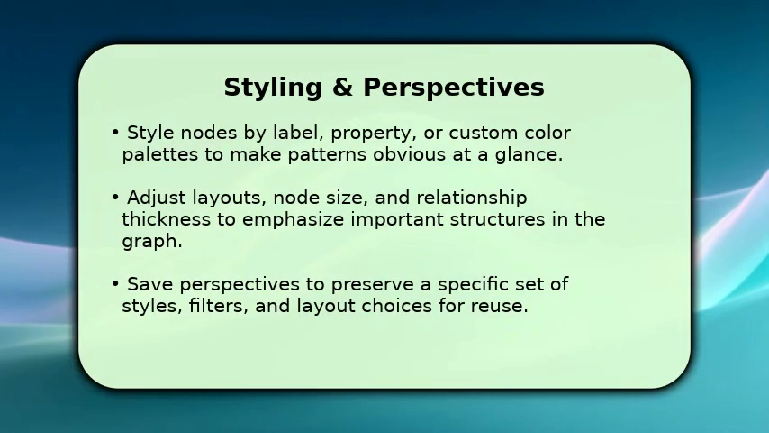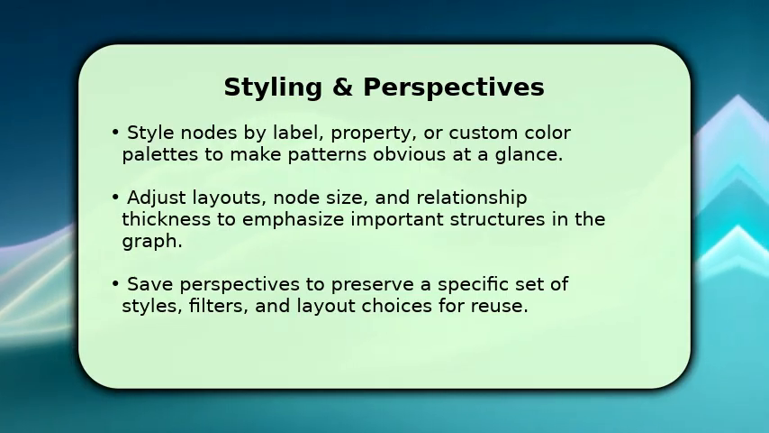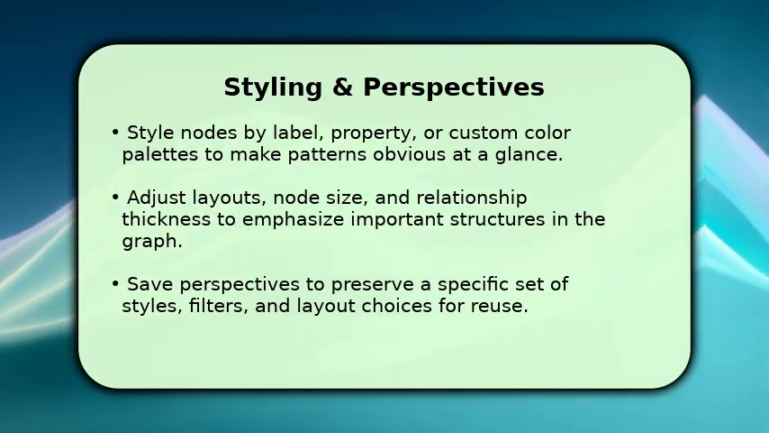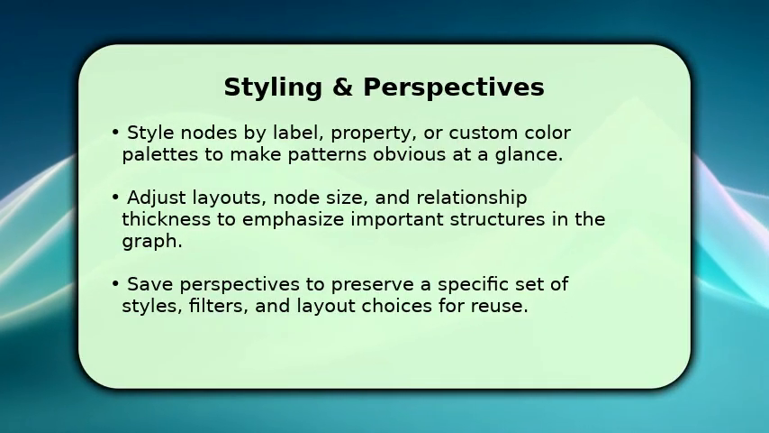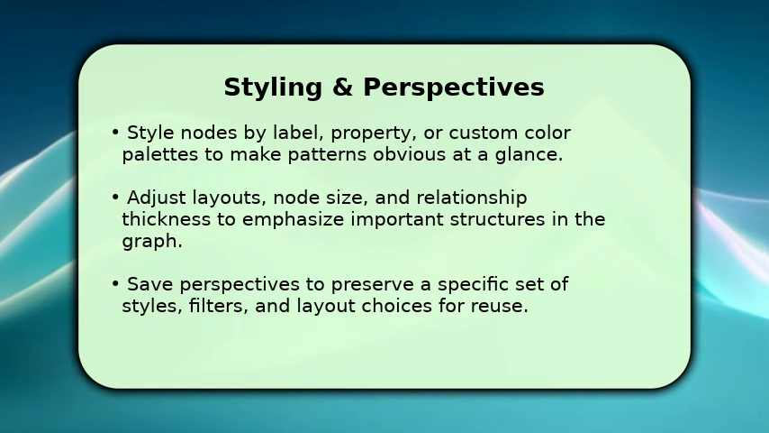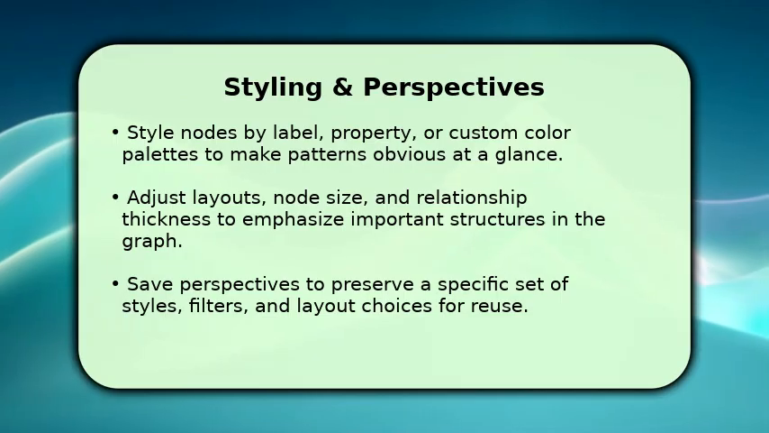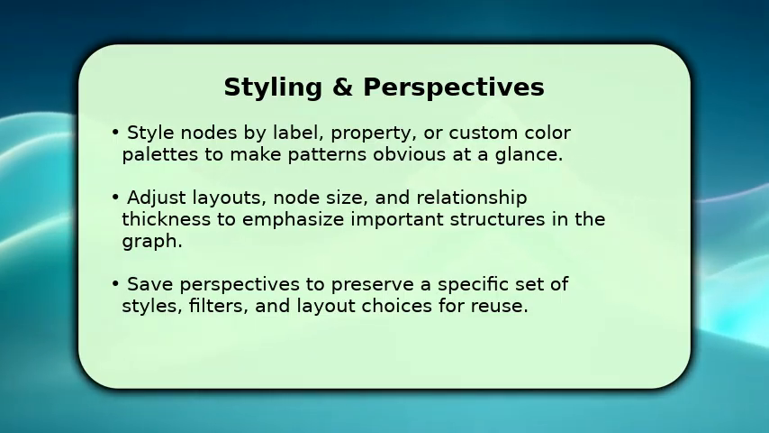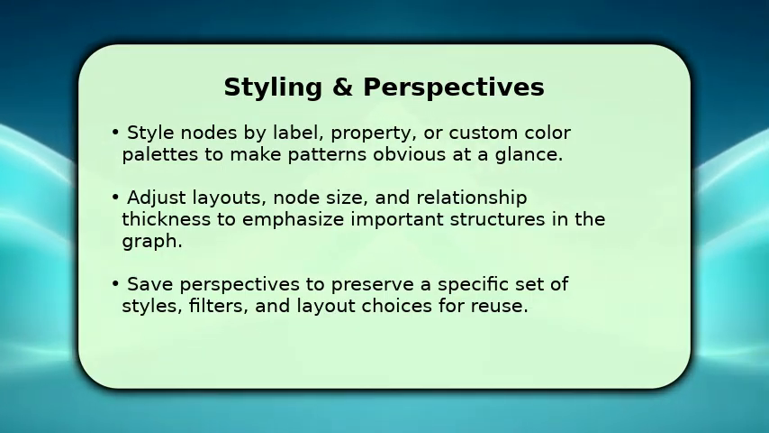Use the styling panel to assign colors and sizes based on labels or numeric properties so important nodes pop visually. Experiment with layout algorithms to improve readability, and tweak relationship thickness to show stronger connections clearly. Once you like a view, save it as a perspective so you can instantly return to the same styling, filters, and layout. Sharing perspectives helps teams review findings without redoing visual setup steps repeatedly.